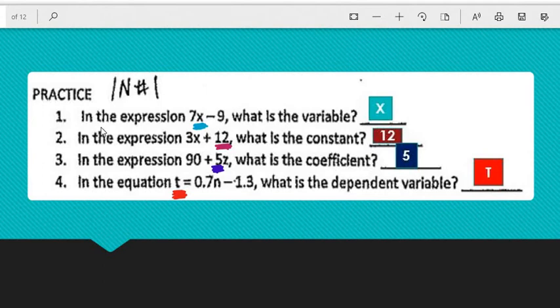Now look at your answers right here. I've already written them down for you. What is the variable in this expression? It is X. And then on this one, the constant term is 12. And on number 3, the coefficient of Z is 5. And the dependent variable is your T. That is the one that constantly changes.